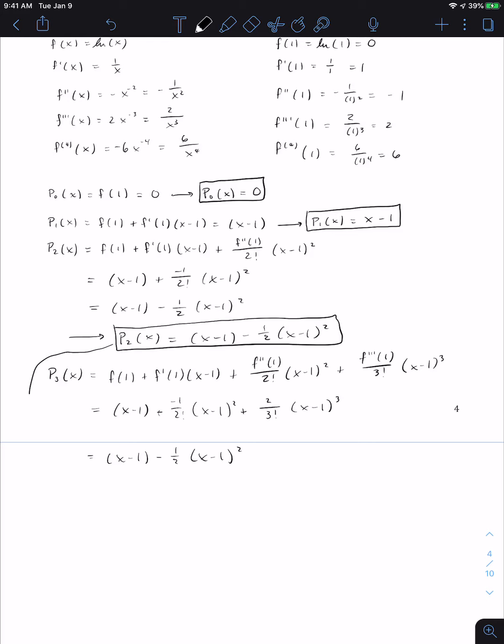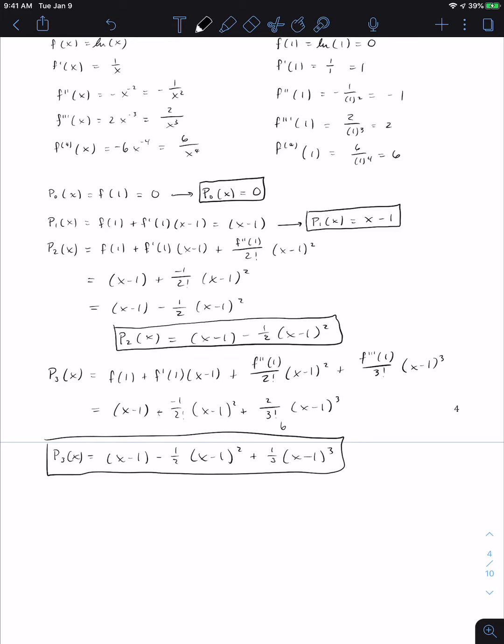Again, this is the exact same as that, right? The first two terms are the same. The only thing that's different is 3 factorial, which is 6. So this would be 1 over 3 x minus 1 cubed. So that is what p sub 3 of x is.